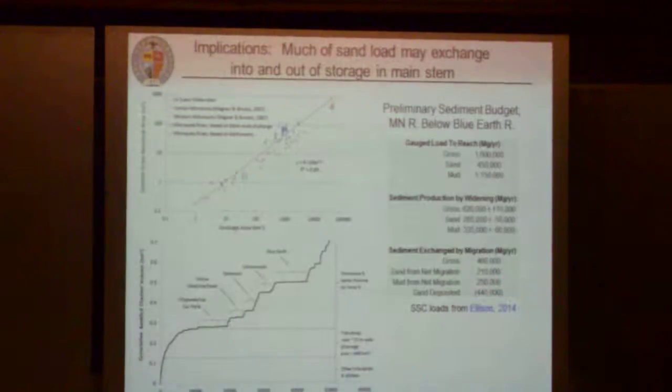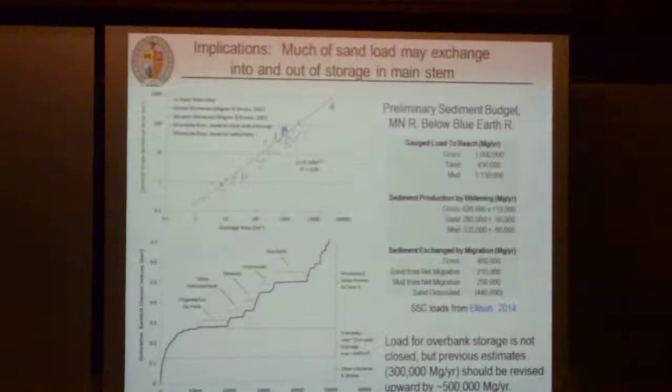We are producing a lot of mud, but independently there are some other budgets that have been done for mud. Previously they had come up with a storage of about 300,000 tons per year within the reach. We need to add probably another 500,000 to that number because of the net supply of mud that we've got because of the widening and the channel migration that's going on here.